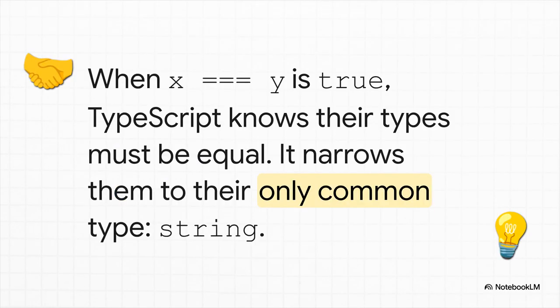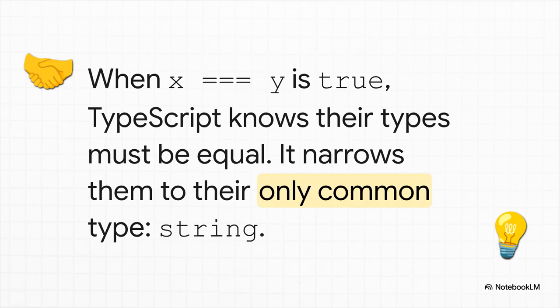Okay, this is where TypeScript gets really smart. Check this out. Here, x could be a string or a number, and y could be a string or a Boolean. Now, when we check if x === y, TypeScript does some serious logical deduction. It figures that the only way this statement can possibly be true is if they share a common type, and the only type they both have in common is string.